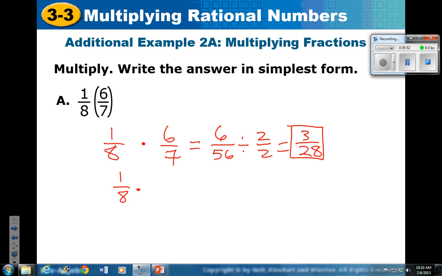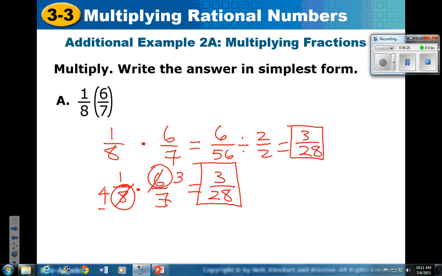1/8 times 6/7. You can kind of do your reducing or simplifying up front. What you have to recognize is that 6 on the top and 8 on the bottom share a common factor of 2. Take 6 and divide it by 2, call it 3. Take 8 and divide it by 2 and call it 4. And now do numerator times numerator is 3. Denominator times denominator is 28. And you have your answer.